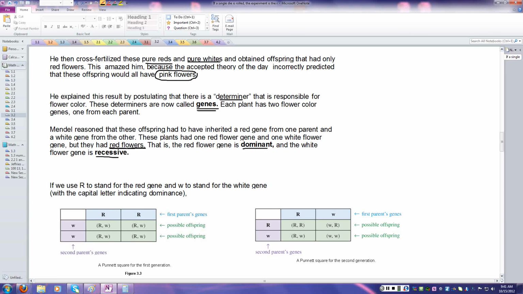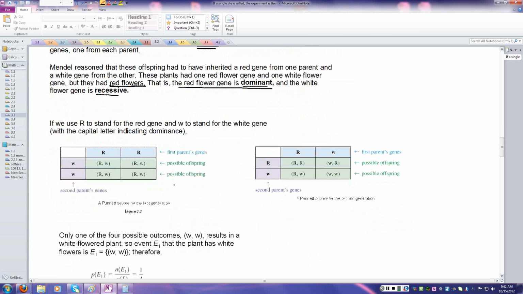There were a lot more red flowers than white flower pea pods. So the red flower gene was dominant, and he applied these statistical ideas, and he was able to predict how many white flowering plants and how many red flowering plants he would have. So he did a Punnett square for the first generation.